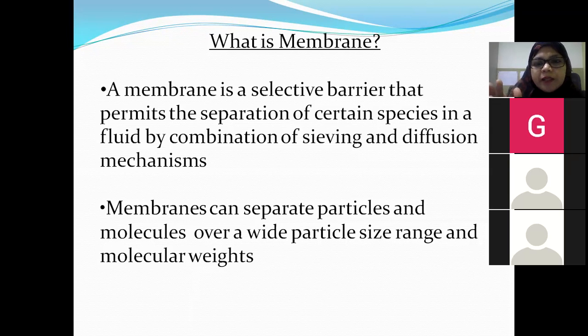So membranes are of different types. We will study the different types of membrane. Based on the pore size or the particle size, we have to select the membrane.